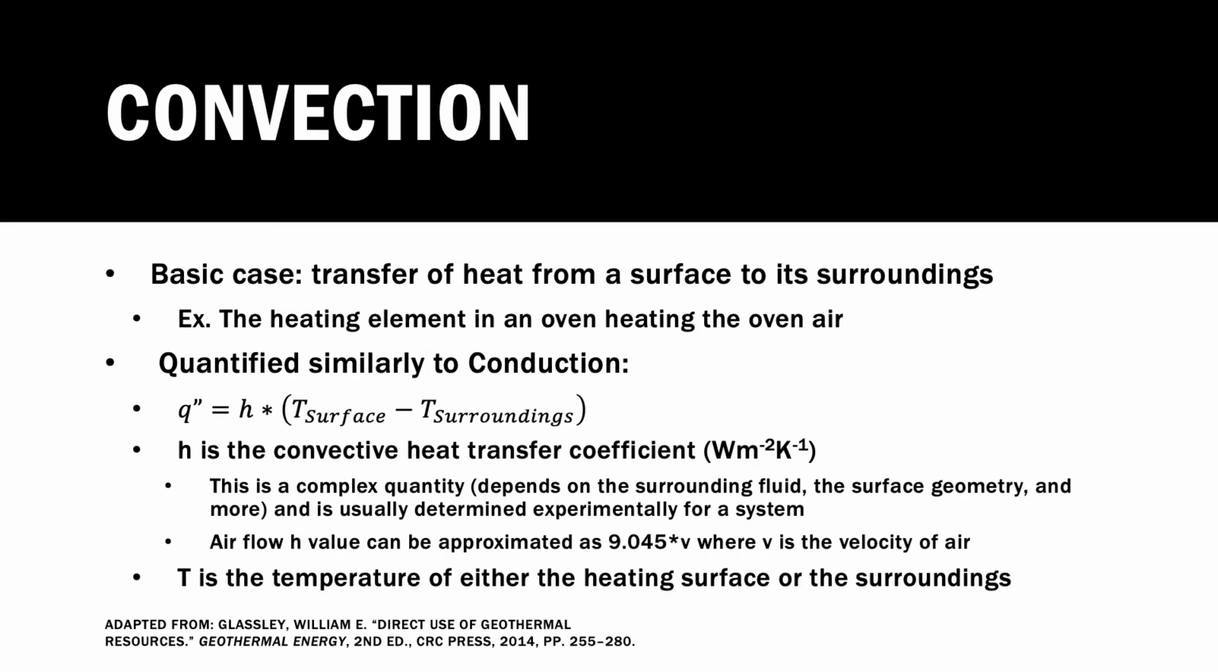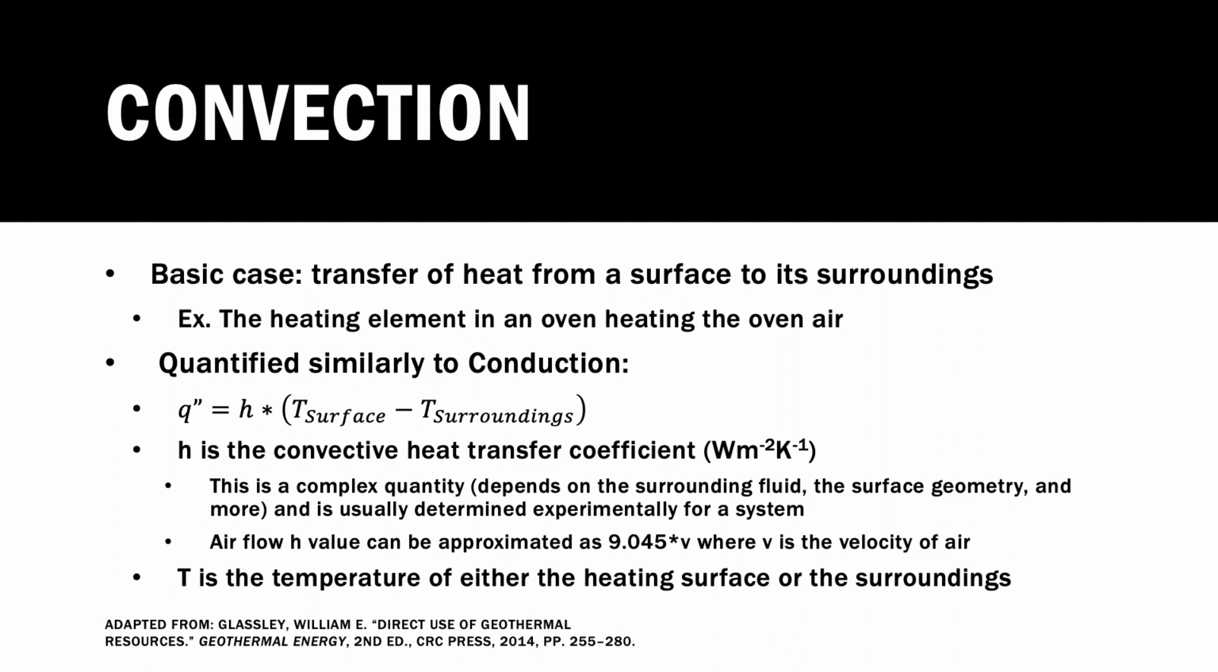The next mode of heat transfer we will examine is convection. This is the transfer of heat from a surface to its surroundings. A common household example is the heating element in an oven heating the air inside, hence the name convection oven. The heat flux for convection is calculated similarly to that of conduction. This general form for the heat flux is pretty consistent throughout all of the heat transfer modes. Typically, there is some sort of gradient and a constant depending on the conditions.